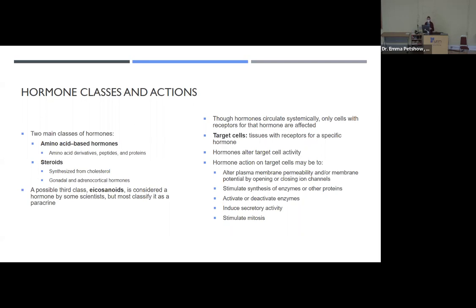So there are two major classes of hormones. Again, amino acid-based hormones, which are our amine derivatives having some type of nitrogen present. And steroids, coming from cholesterol. These are our gonadal and our adrenal cortical hormones. There's this potential third class of eicosanoids, considered a hormone by some scientists, but some people more classify as a paracrine. Again, when in doubt, if it's not clear scientific information, it won't be on your NCLEX. So don't worry about memorizing that little nugget. They're not going to include maybes on your test.